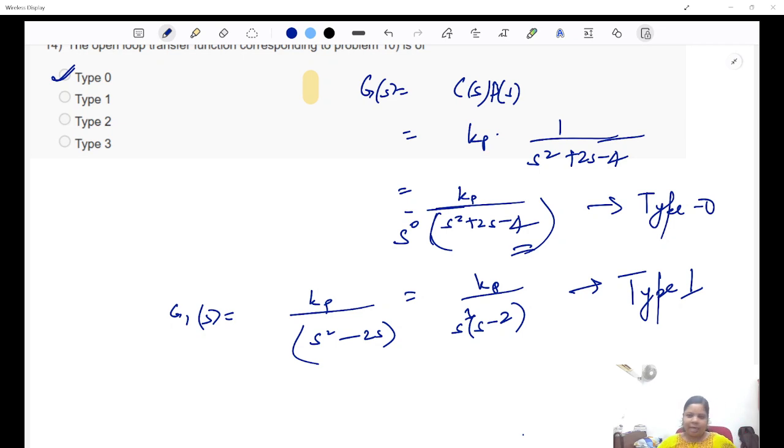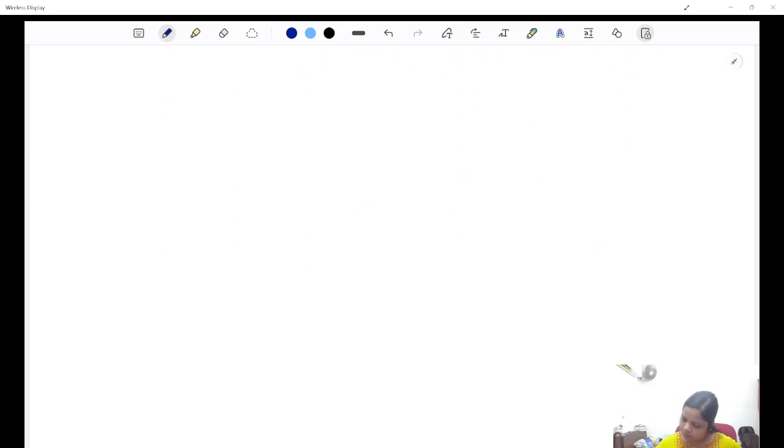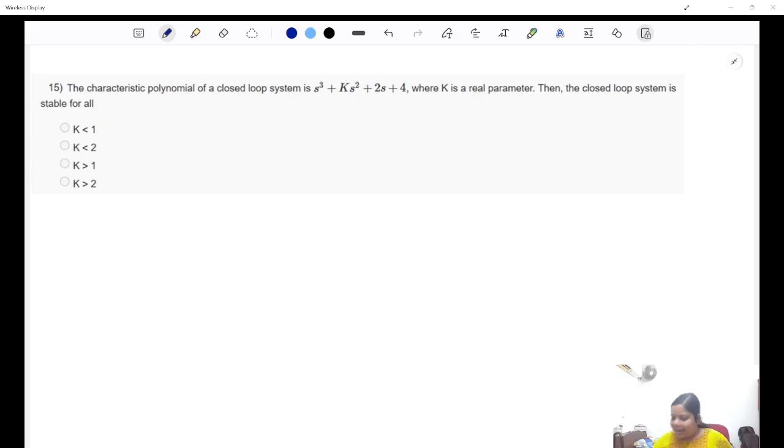Okay. Let's move to the last question for today. The characteristic polynomial of a closed loop system is s cube plus k s square plus 2s plus 4, where k is a real parameter. Then the closed loop system is stable for all what? This has to be solved using the Routh-Hurwitz criteria, right? It is so clear. There is no confusion. It's just that you have a coefficient to be unknown. You have to just place bounds on the coefficient so that the system is stable. So let's construct the Routh array.